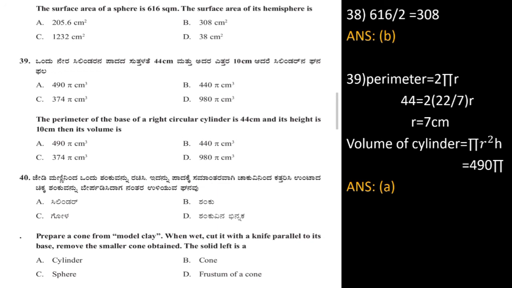Next we have: prepare a cone from model clay. When wet, cut it with a knife parallel to its base. Remove the smaller cone, and the solid left is. That means, for example, you have a cone. In that cone, the upper part you cut down, about half of it. So what is left over? It's like a frustum of a cone that is left over. So the correct answer is the frustum of a cone, which we obtain when we cut it out.